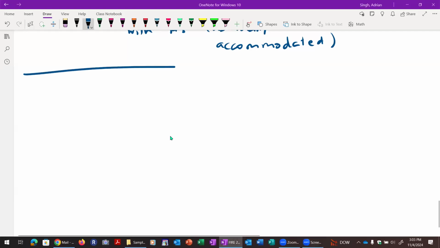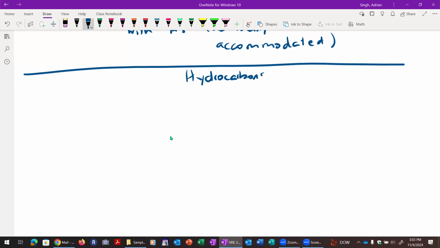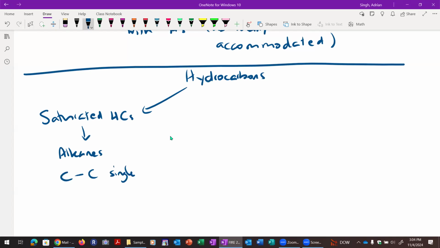So we've seen alkanes, under the umbrella of hydrocarbons. We've seen saturated hydrocarbons. I'm going to abbreviate hydrocarbons as HCs. And these are our alkanes that have carbon-to-carbon single bonds.